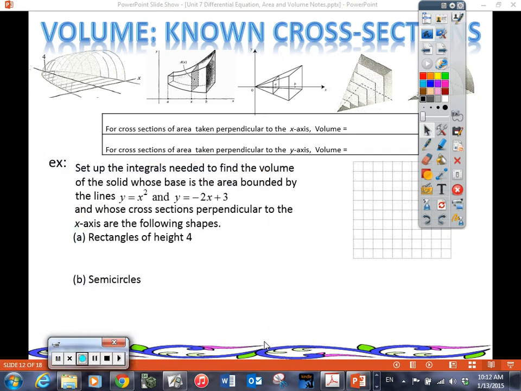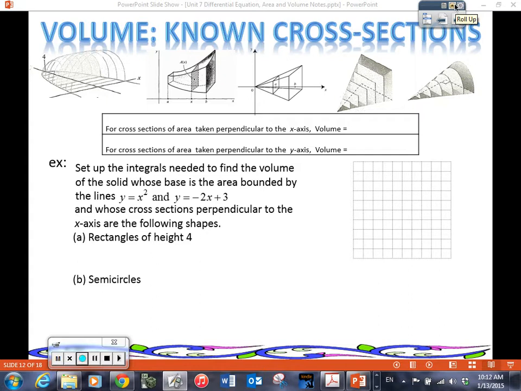Okay, so let's take a look at today's lesson. Today's lesson is the first of our volume lessons. This particular type of volume is called known cross-sections. And that's because, as you can see, I've got some of these figures up here. For this particular figure, the cross-sections are squares. For this particular figure, they are semicircles.